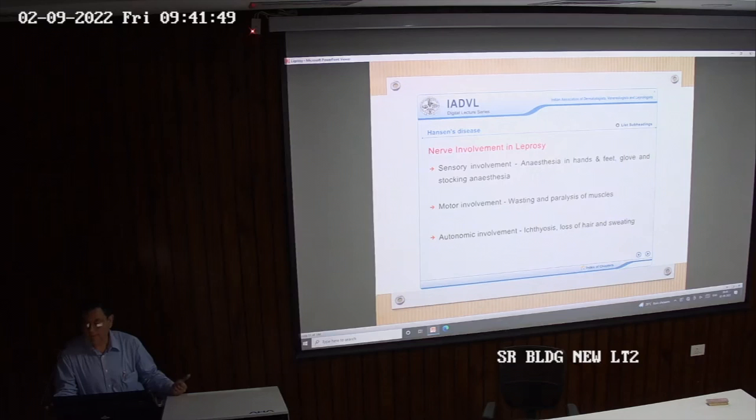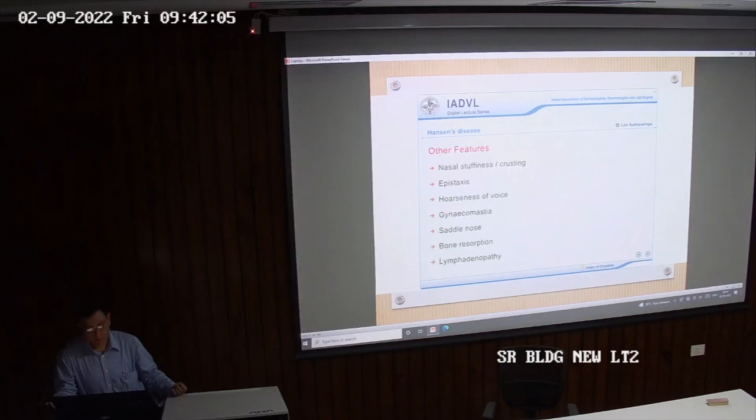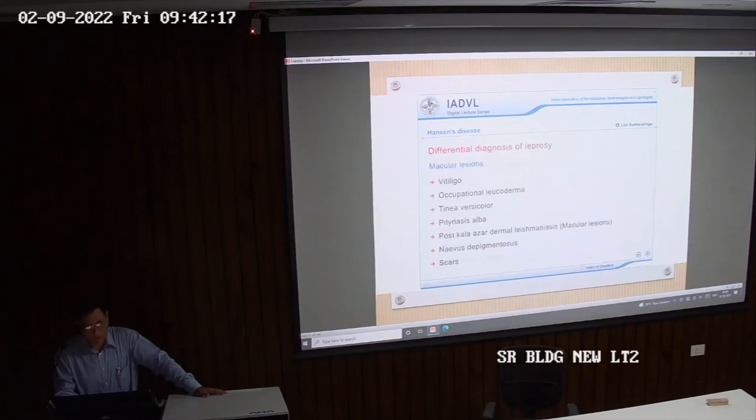Ichthyosis is due to less sweat. Sweating is also decreased because of the nerve involvement. So the autonomic nervous system involvement will lead to decreased sweating and ultimately leads to dryness and ichthyosis. Loss of hair and sweating. So other features, as it's not just a skin disease, it's a systemic disease as well. So you will get nasal stuffiness, crusting, epistaxis, hoarseness of voice, gynecomastia, saddle nose, bone resorption and disability.